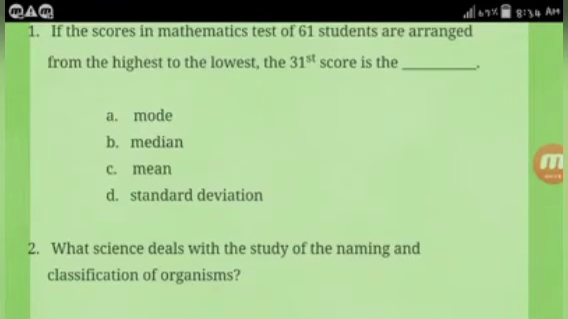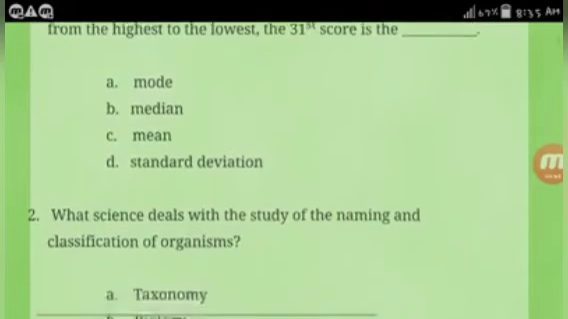Okay, the answer here is median, because if you arrange a given set of data from the lowest to the highest, or from the highest to the lowest, the middlemost datum is our median. Mode here is the most frequent data that appears in a given set of data. Mean is the average. Okay, so the answer is letter B, median.